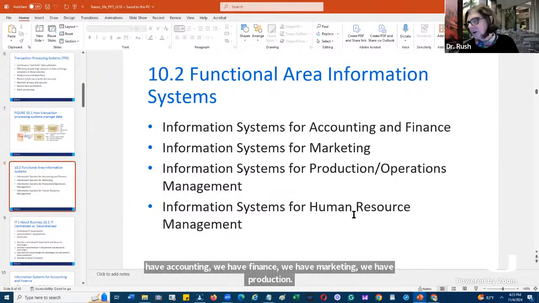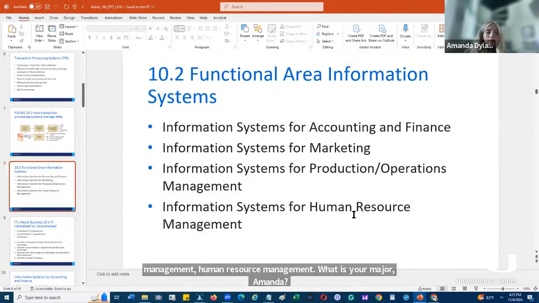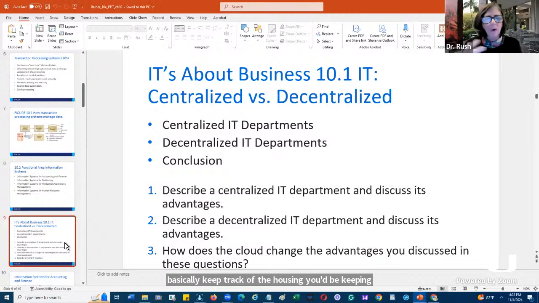And what is your major, Amanda? I'm a real estate major. Real estate. So finance and real estate, it's the same kind of thing. You'd be keeping track of the housing, and of the functional areas of who you employ. So if you work for a large realty company that has several agents and several offices, maybe not even just in the United States, but across the world, that would apply.